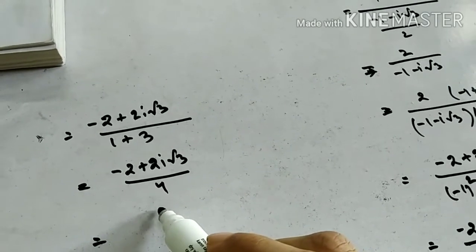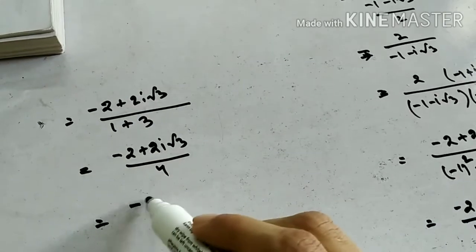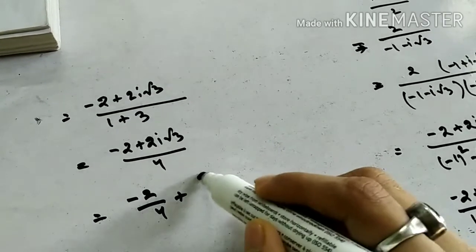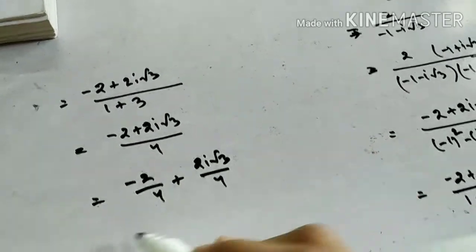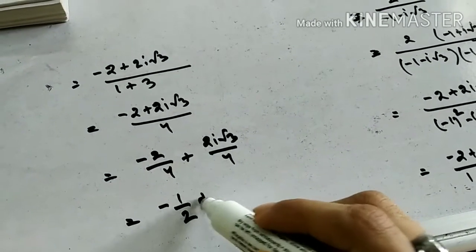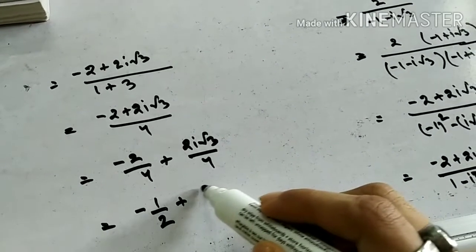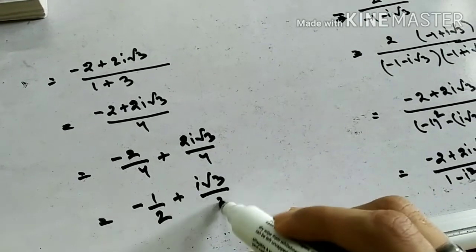So this you see, minus 2 by 4 plus 2 i root 3 by 4. This you will get minus 1 by 2 plus i root 3 by 2 you will get.